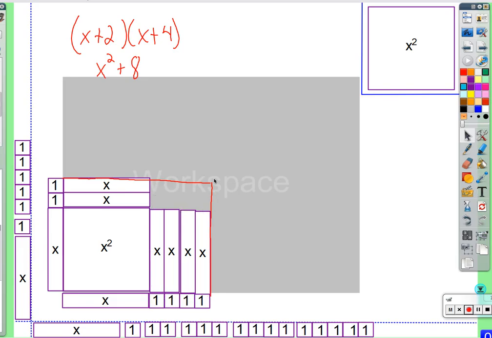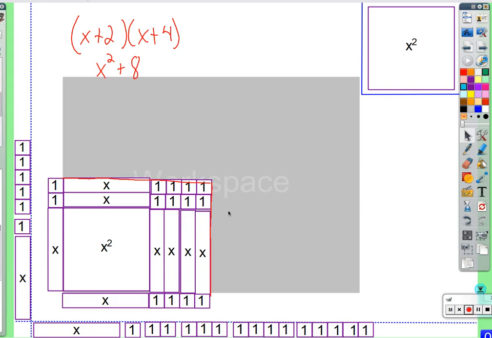Now what's going to fill this in? What are the dimensions of this rectangle? The dimensions, yeah, they're measured in ones. And what's this side worth? Two. And what's this side worth? Four. So this is 2 by 4, and how big is that? 8. 8, right? 2 by 4. 2 times the 4 gives us the 8. Okay? That gives us exactly the right product.